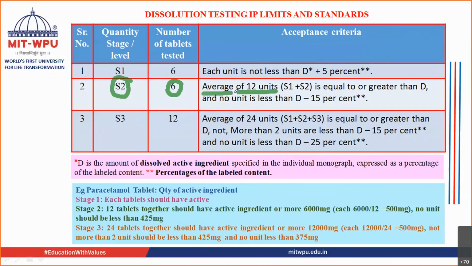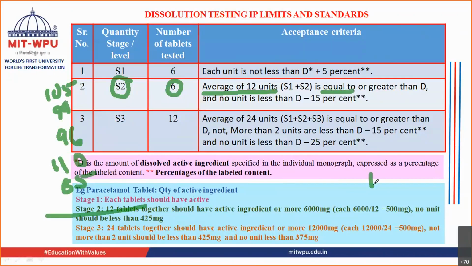So what should be the drug content of these 12 tablets? It should be the average. Supposing one is 105, the second is 99, the third is 96, the fourth is 110, the fifth is 85. You take the average of these. So you take the average of these 12 tablets.